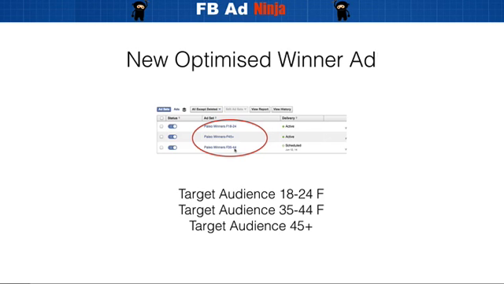You'll see I name all my ad sets and all my campaigns something that actually means something to me, so I can just look at it. So I know that's female 18 to 24. And this advert is the winners, which is female 35 to 44.